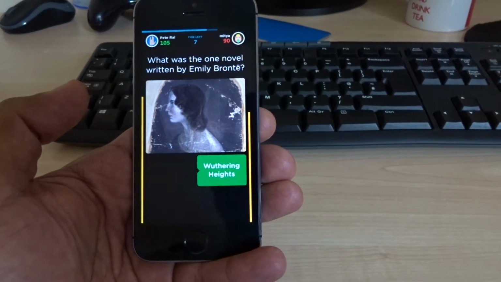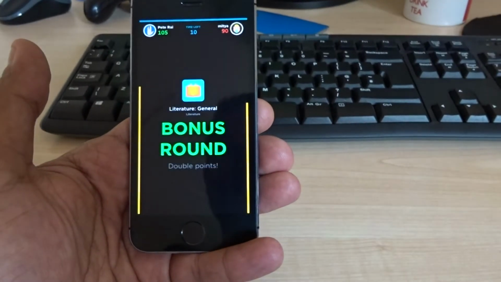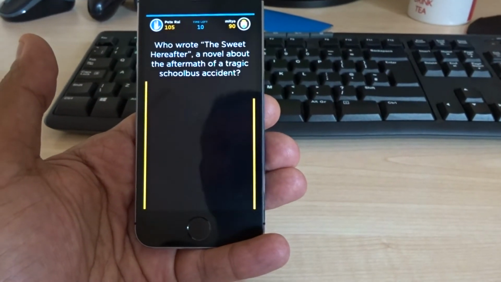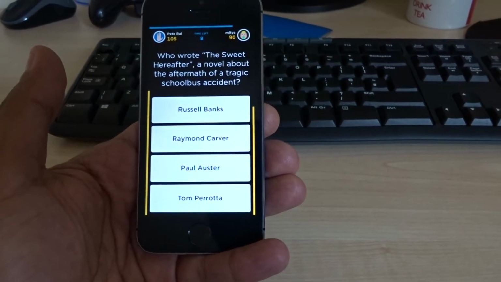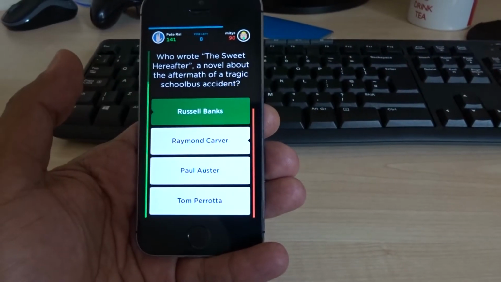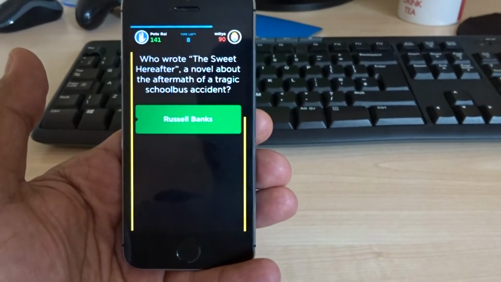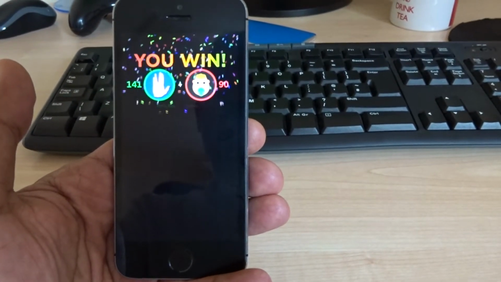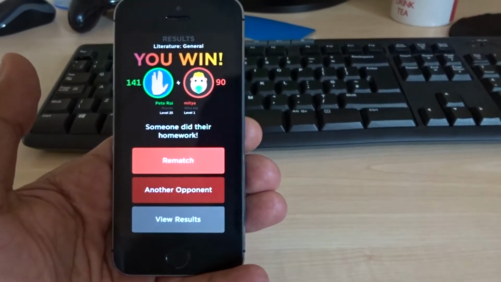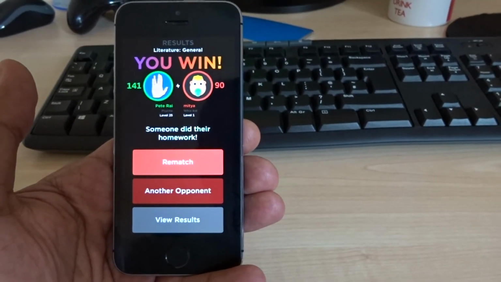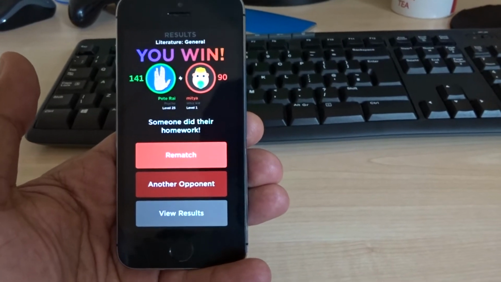Oh, I pulled ahead of my Russian opponent there. I got that one wrong. Last round, bonus round. Who wrote Sweet Hereafter? Russell Banks. Great, I won. I won really thanks to Samantha. I think I knew some of those. I probably know 4 of those 7, but I certainly wouldn't have known the others.